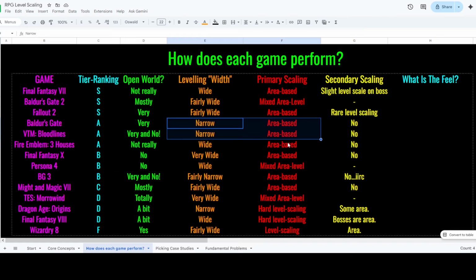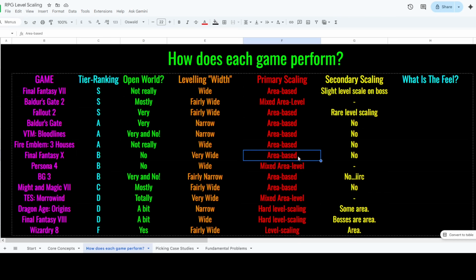Fire Emblem Three Houses, which we are... When will this come out? We might have just finished that playthrough. But that is, again, area-based. Here feels a little bit misleading because it's not so much area-based. It's more sort of chapter-based. But nevertheless, it's not the enemies responding to your character levels or your average level or whatever. It is about where you are in terms of how far you've progressed through the game. Similarly, Final Fantasy X, yeah, I mean that's again much like 7, but even more so.